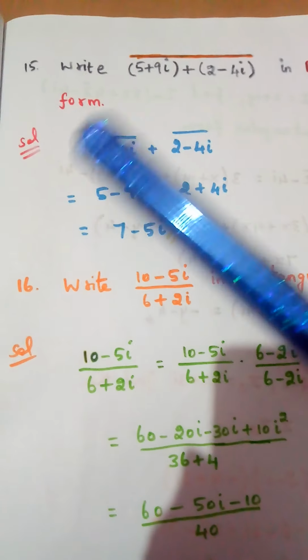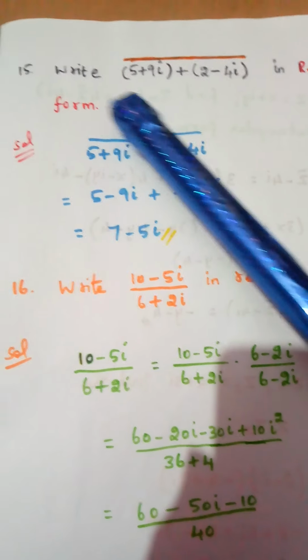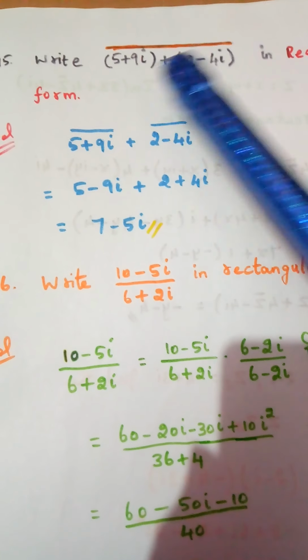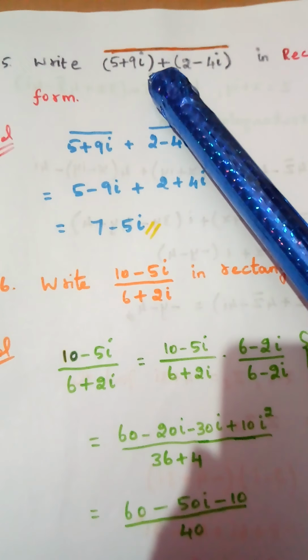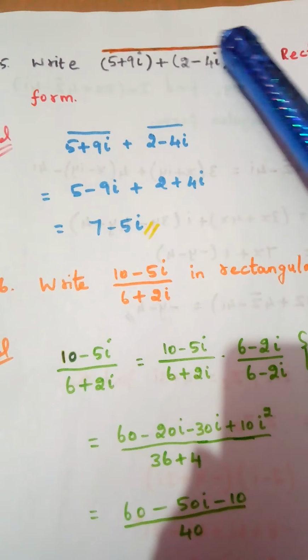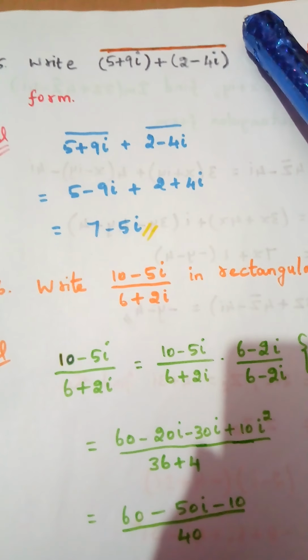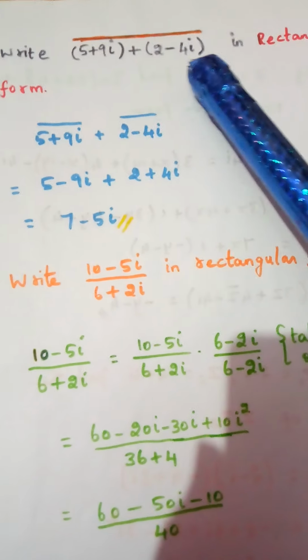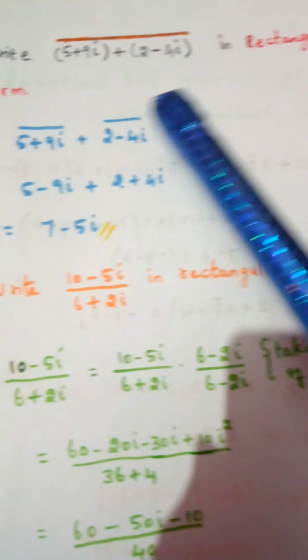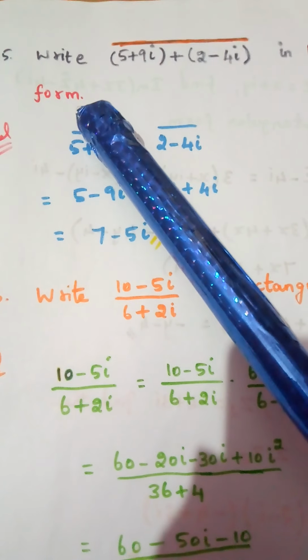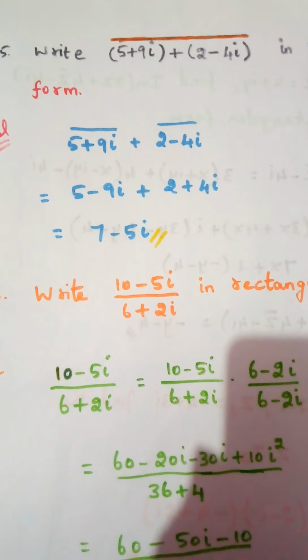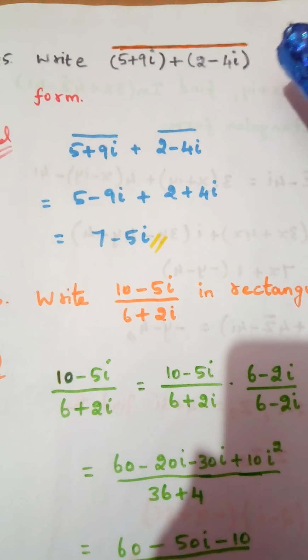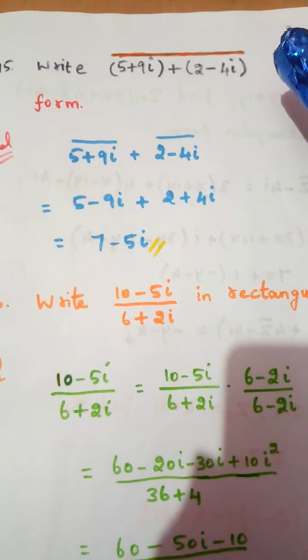Now, see the first problem, problem number 15. Write this. Two complex numbers are given, and in between, an addition symbol is also given. What does this bar represent? Conjugate. So we should write this in rectangular form. You know very well what is meant by rectangular form. Rectangular form means writing the complex number in a plus ib format.